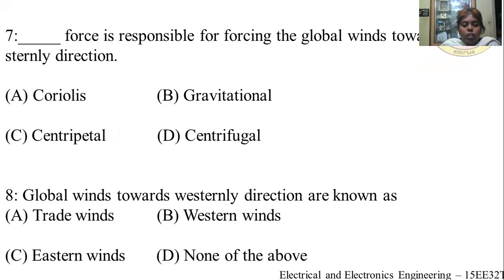Next, eighth one: global winds towards westerly direction are known as dash. The choices are A, trade winds, B, western winds, C, eastern winds, D, none of the above. The correct answer is A, trade winds.